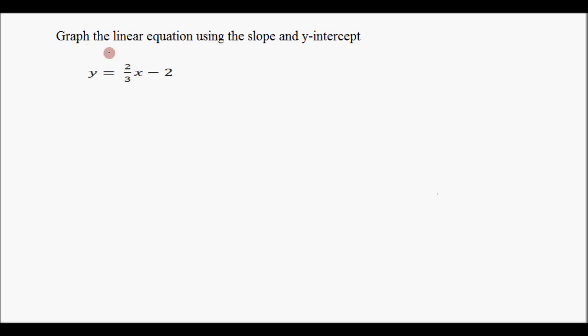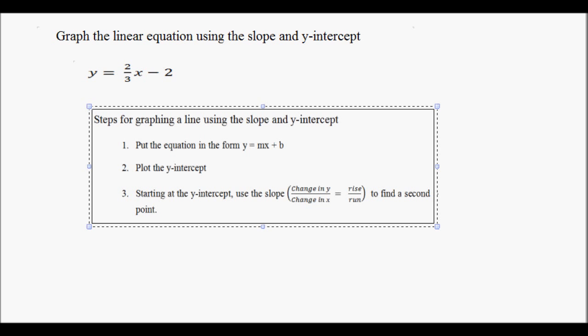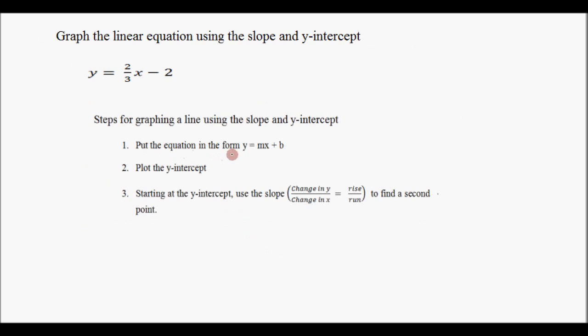All right, this one says to graph the linear equation using the slope and the y-intercept. So the steps for doing that are really three basic steps. First, you put the equation in the form y equals mx plus b, because if we're going to use the slope and the y-intercept to draw the graph, then we can quickly see the slope and the y-intercept. It's staring us in the face, in fact, when the equation's in this form. There's the slope, there's the y-intercept.